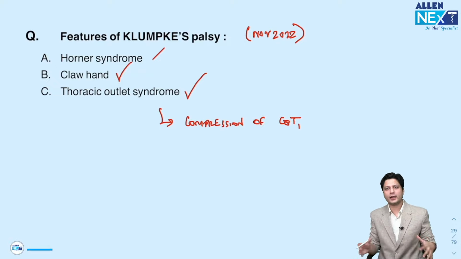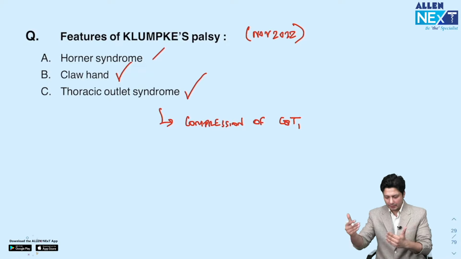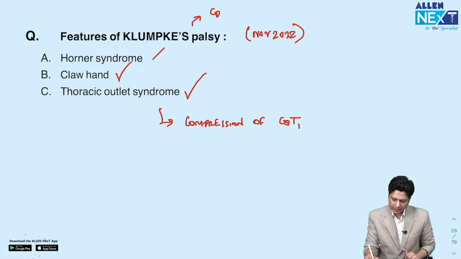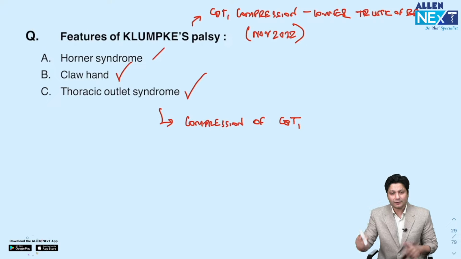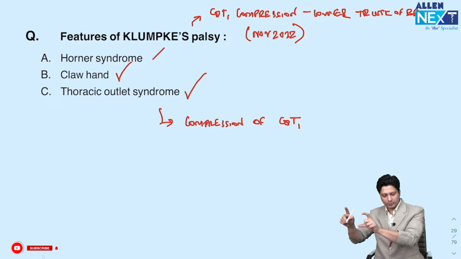What is thoracic outlet syndrome? It's a compression of C8 and T1. And what is Klumpke's palsy? It is the C8 T1 compression. Why? Because it is the compression of the lower trunk of the brachial plexus. This you also know. And what are the features of the compression of the lower trunk of the brachial plexus?